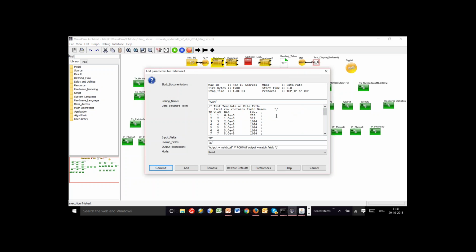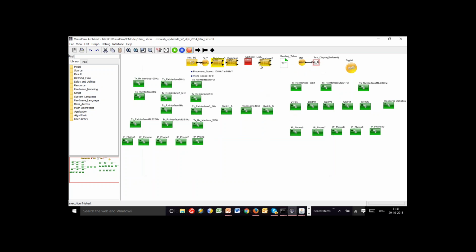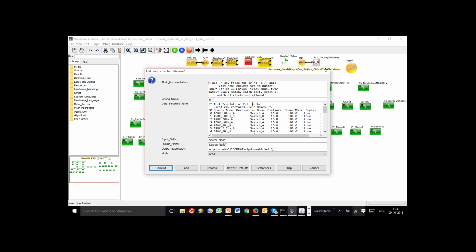When I double click on any one of these, you can see it has a variety of parameters that can be modified to be able to evaluate the behavior of a system for a variety of situations. These are very specific to the AFDX, which is the VLAN. But then there are other things like, for example, the routing table, which is the connectivity, the distances between the switch and the device, the clock speeds of the different networks.